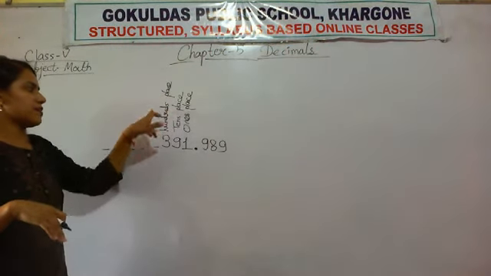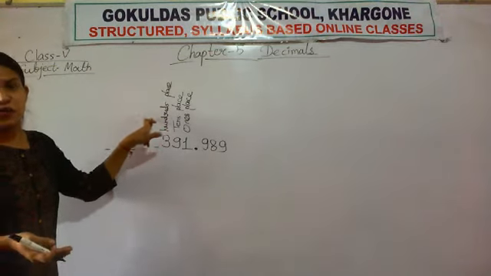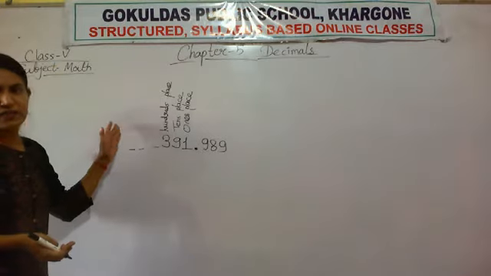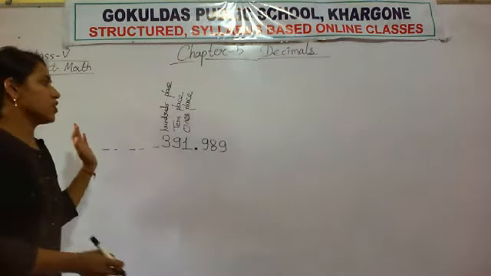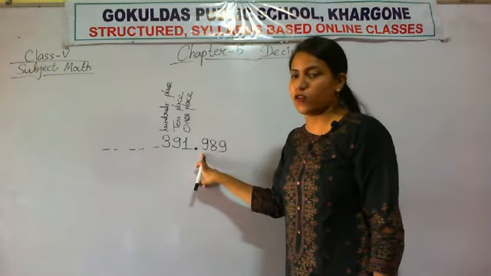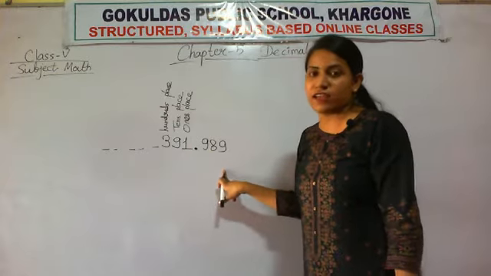After hundreds place, to the left of hundreds place, which place comes? Thousands place, then 10,000 place, then lakhs place, then 10 lakhs, likewise, right? But what is the place of 9 here? What is the place of 8 here? What is the place of this 9 here?